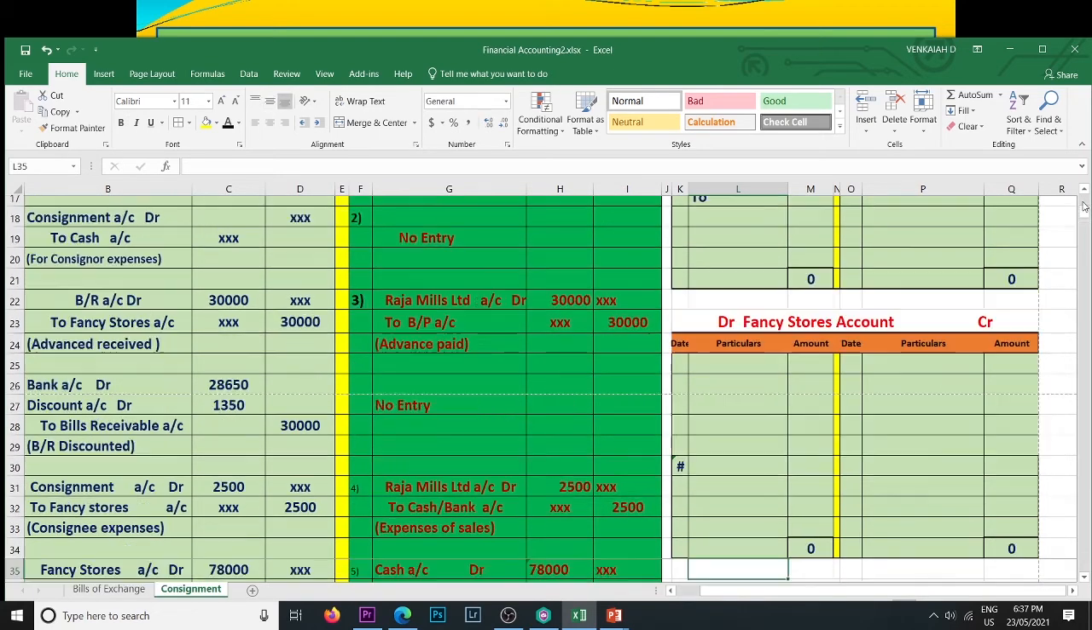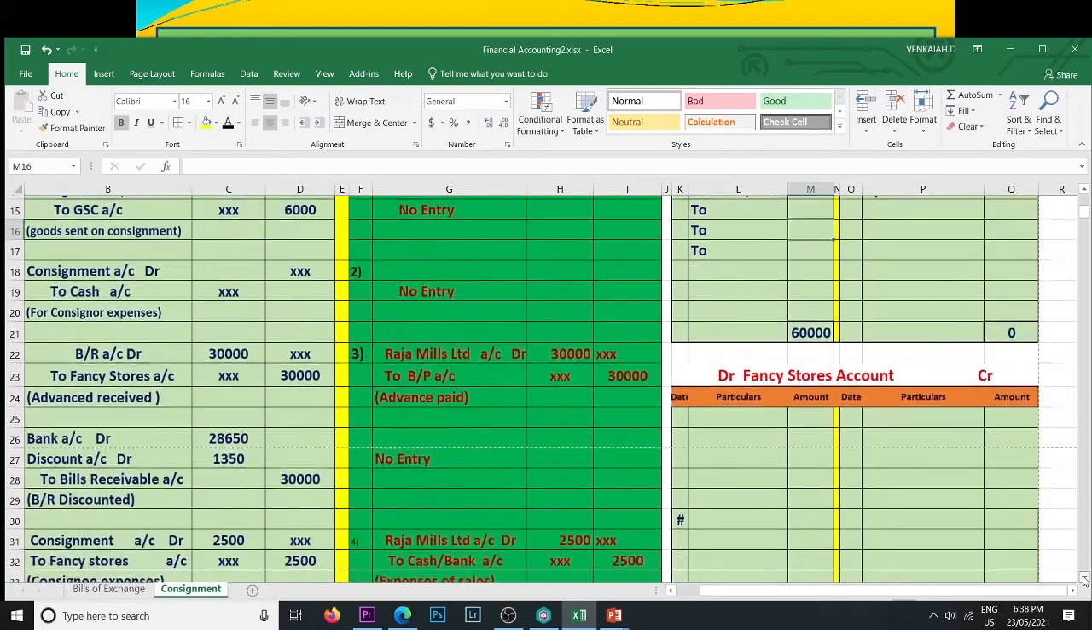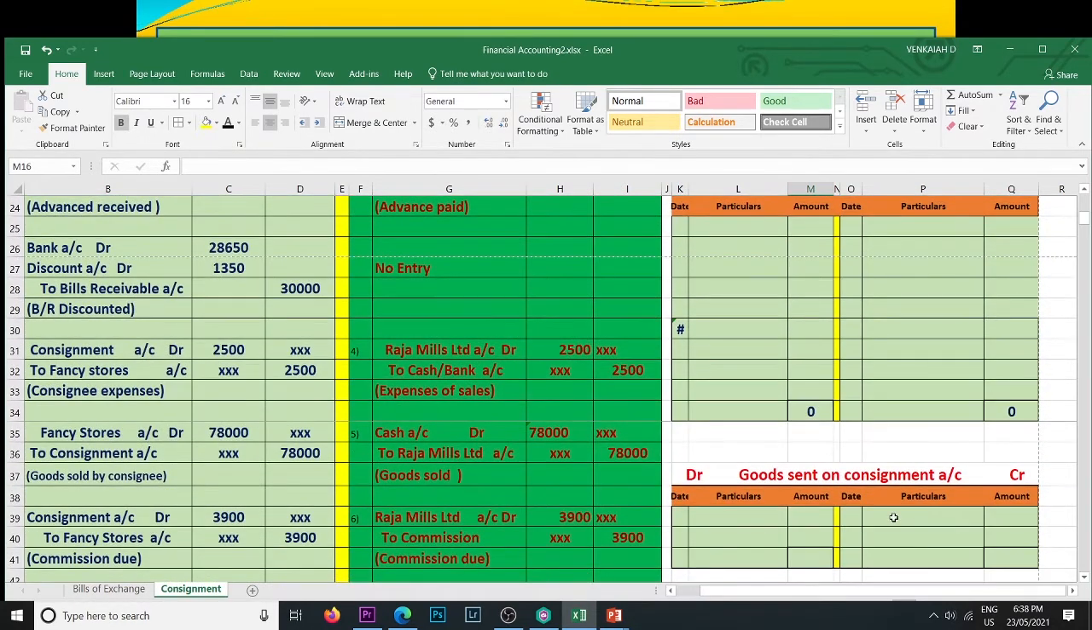So what is the first entry? Can you remember? Consignment account debit to goods and consignment account. Consignment account debit side to goods and consignment. Just a shortcut I'm writing because of space. Amount is 60,000. So in this GSC account also we opened. GSC account is credit. So we will post in GSC account by consignment account. Amount is 60,000.